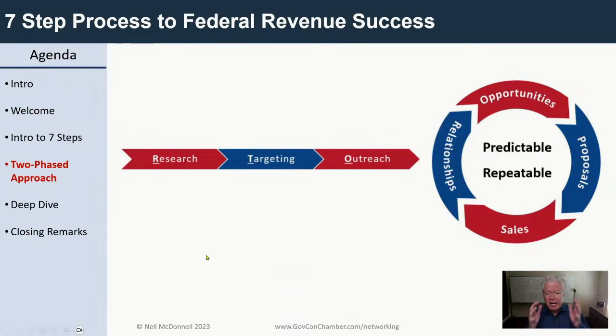Okay, so let's talk about how I break the 7-step process up into a 2-phased approach. The first phase: research, targeting, outreach. This is your path to relationships. It does not matter whether it's business development or capture.